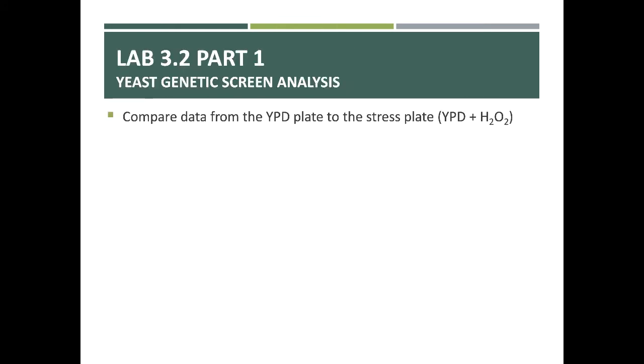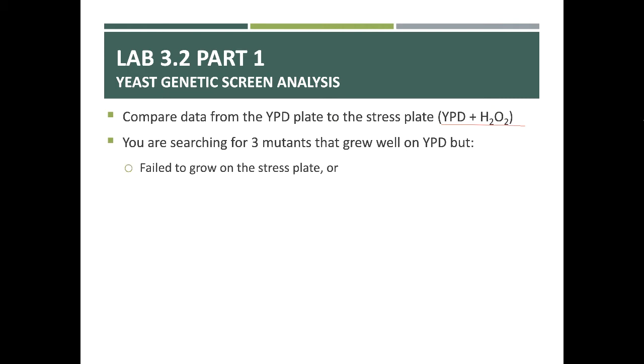Now, when you compare the data from the YPD plates to the stress plate, YPD plus hydrogen peroxide, or the YPG plate, but I really think you'll be able to find something on the hydrogen peroxide plate, you're searching for mutants that grew well on YPD. So the positive control worked. They grew on YPD, but maybe they failed to grow on the stress plate, grew slower on the stress plate, or grew faster on the stress plate.